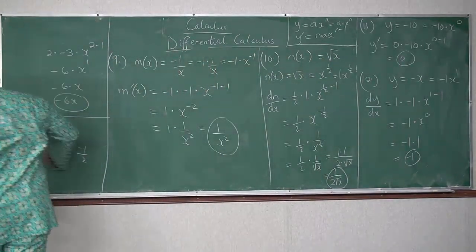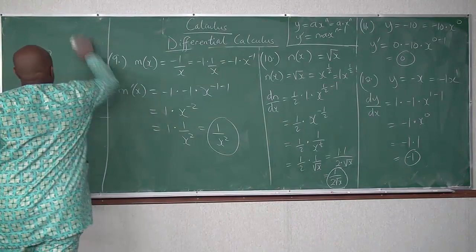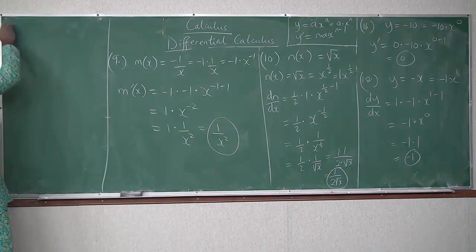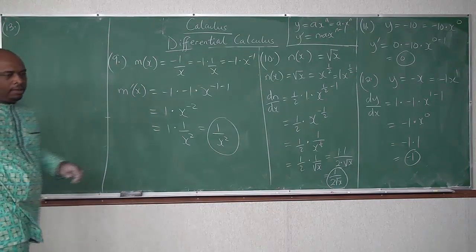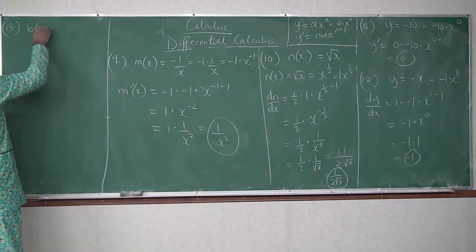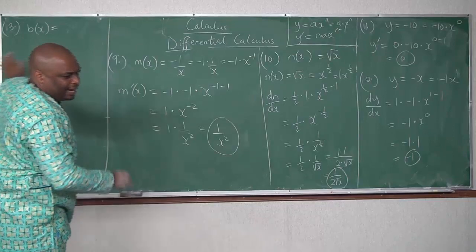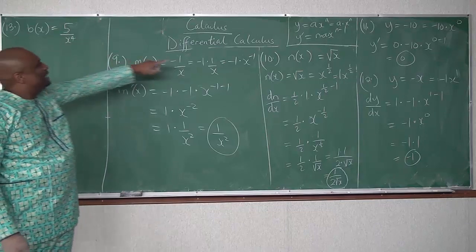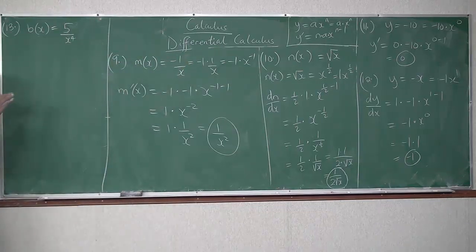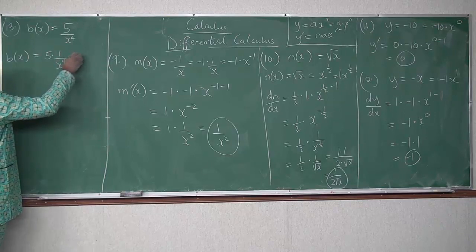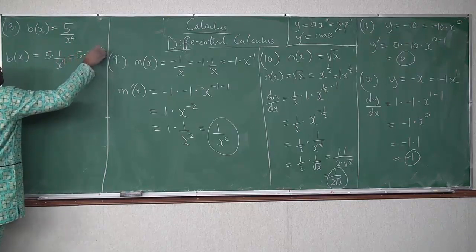Question 13. b of x equal to 5 over x exponent 4. So let's put it in exponent form. So b of x will be 5 times 1 over x exponent 4, and that is 5 times x exponent negative 4.